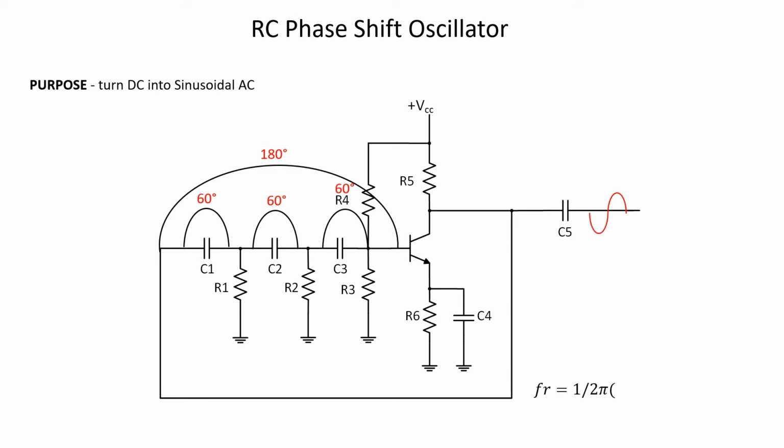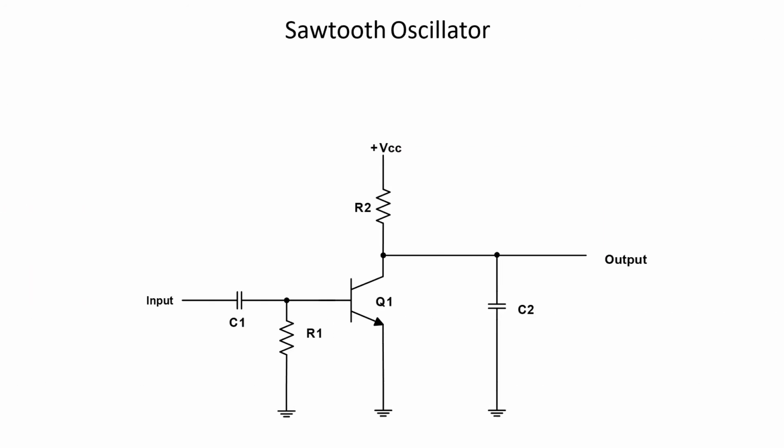Frequency can be calculated using the formula on the bottom right. Pro tip: since R1 through R3 and C1 through C3 are equal value components, you can totally simplify the part in parentheses to just R1 times C1 times 3, just to save time and the risk of messing up. Now let's move on to our last oscillator, the Sawtooth Oscillator.